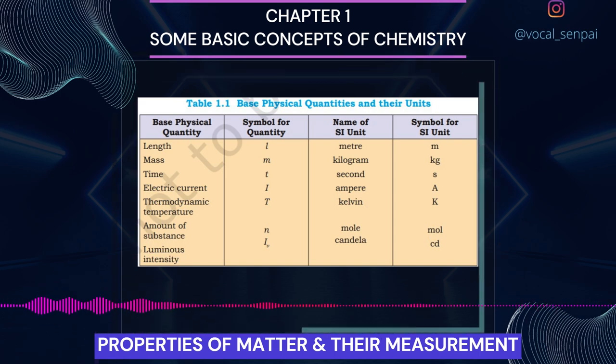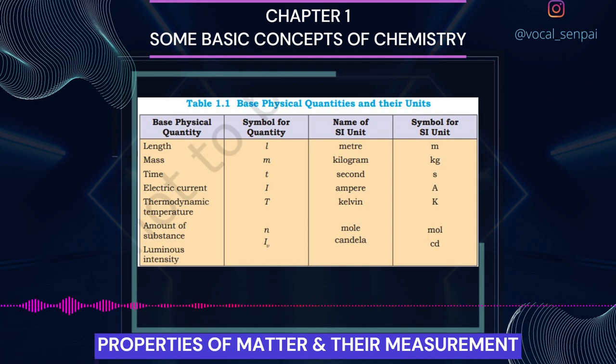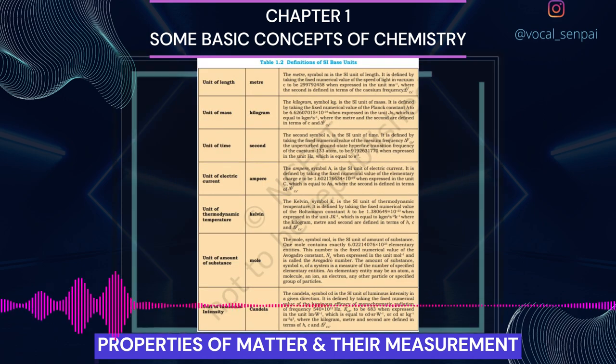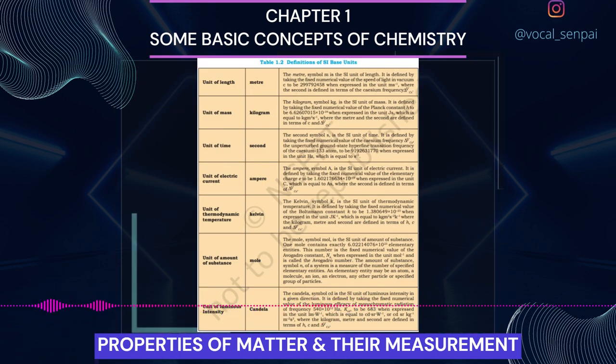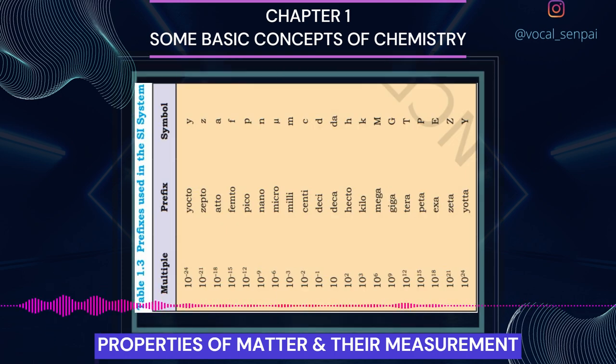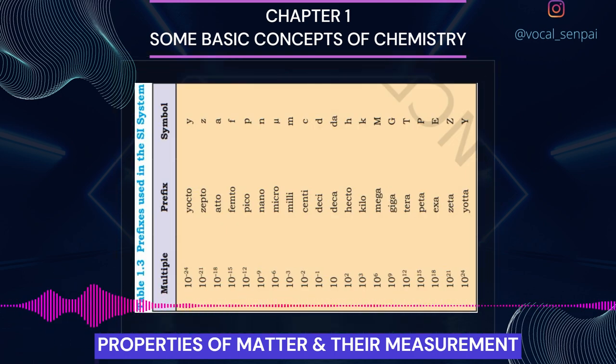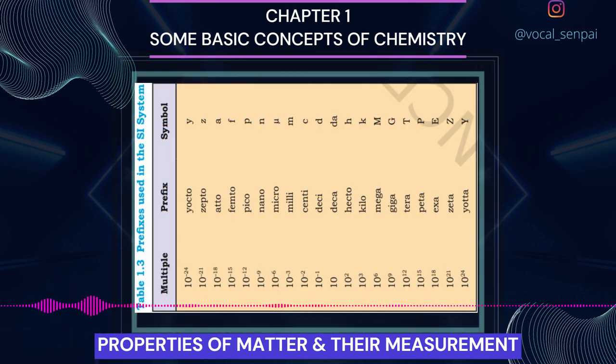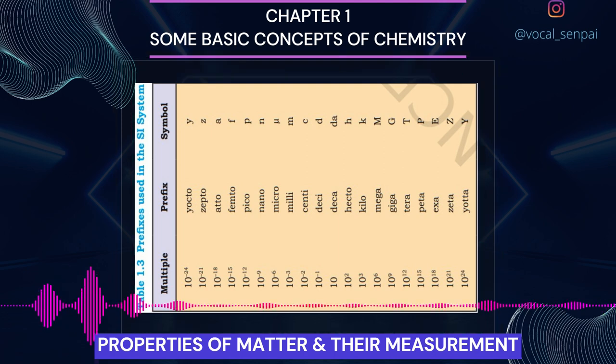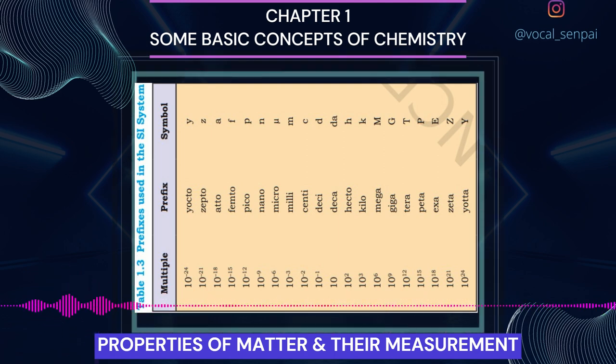The other physical quantities, such as speed, volume, density, etc., can be derived from these quantities. The definitions of the SI base units are given in Table 1.2. The SI system allows the use of prefixes to indicate the multiples or submultiples of a unit. These prefixes are listed in Table 1.3.